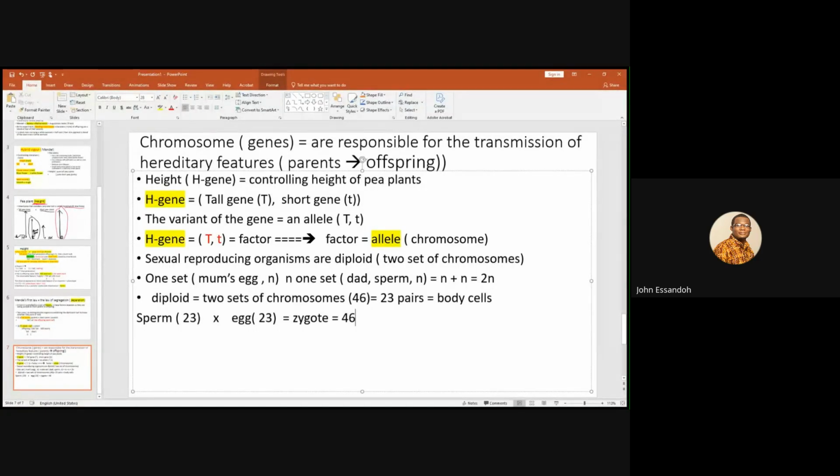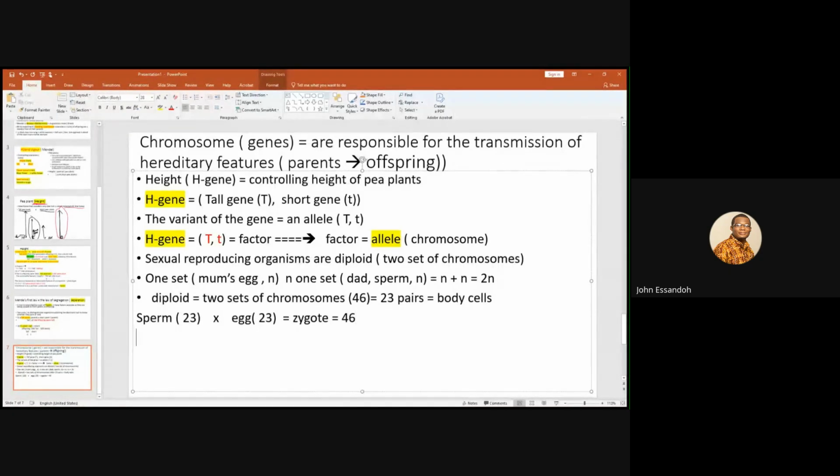So we know that we have two sets of chromosomes. And these two sets of chromosomes, that is what we call diploid.